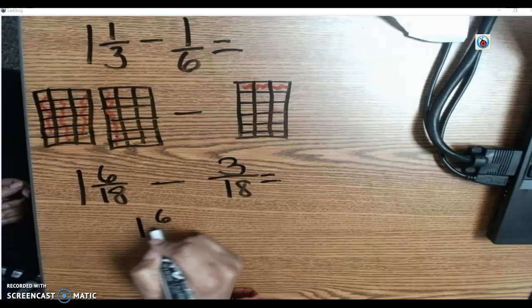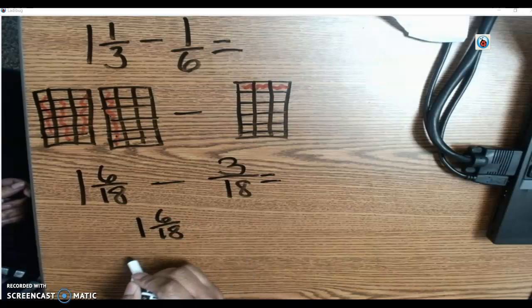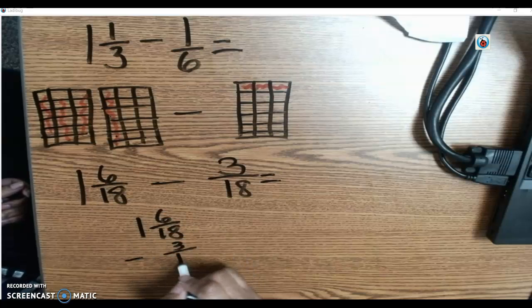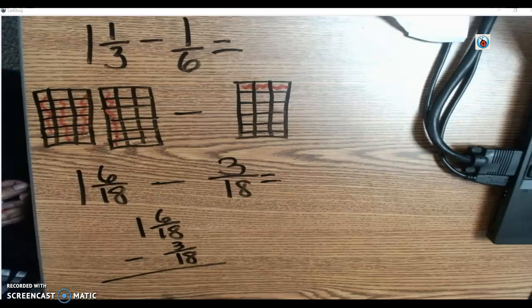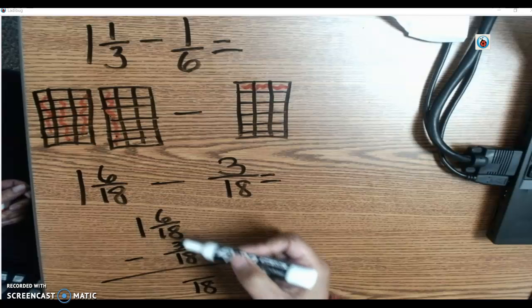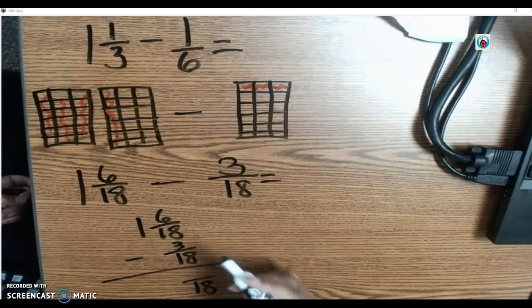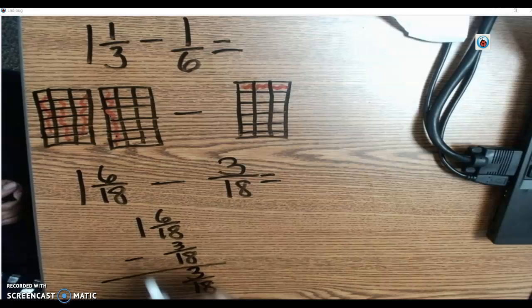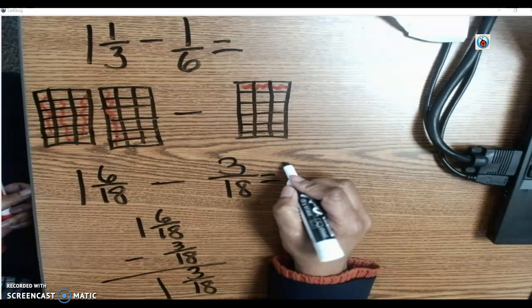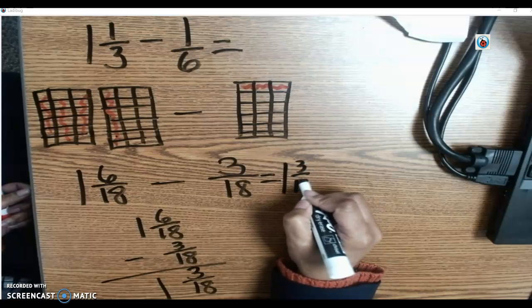1 and 6/18 minus 3/18. Both of them have 18s. And we're going to start with the fraction. 6 minus 3 is 3/18. Then we're going to bring down the 1. So our initial answer is 1 and 3/18.